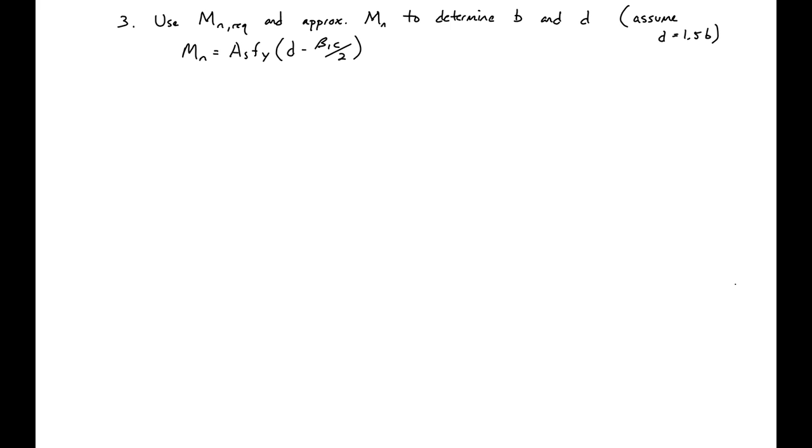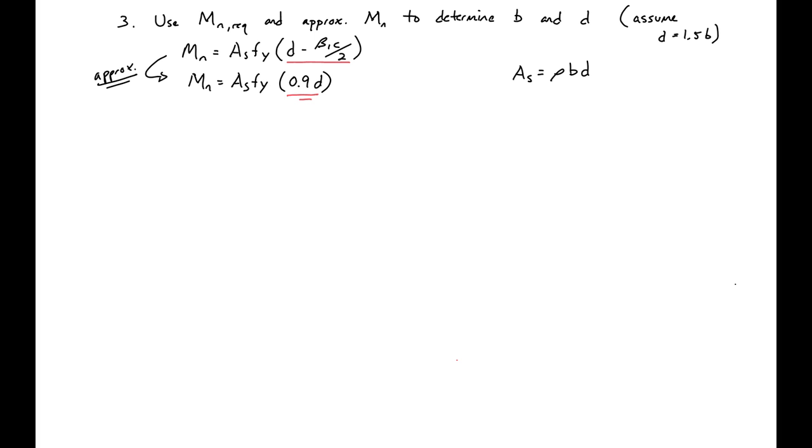So our next step will be to use our MN required and an approximation of our MN to determine our B and D. So we'll start with our approximation. We can approximate our expression for our nominal capacity by approximating our lever arm. So we'll say that our MN, and remember this is just an approximation, is AS Fy times 0.9 D, which is an approximation of our actual lever arm, which is D minus beta 1 C over 2.